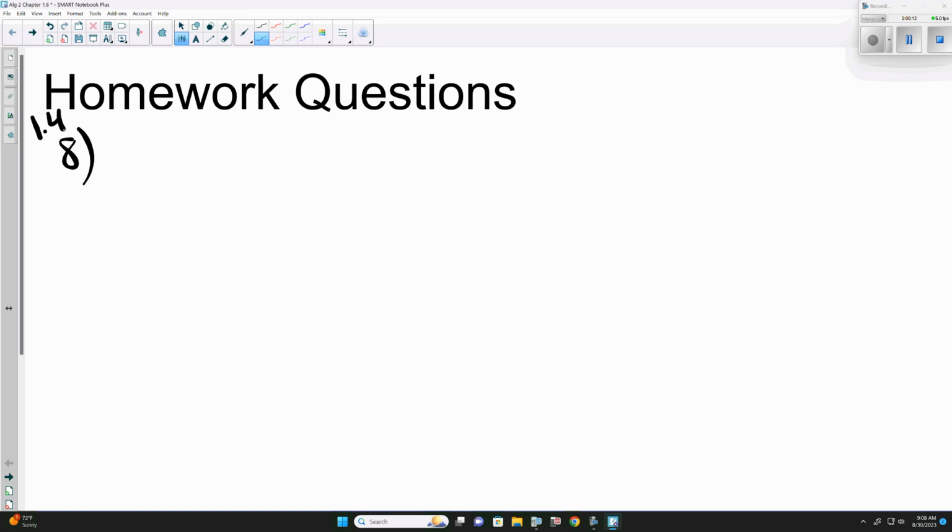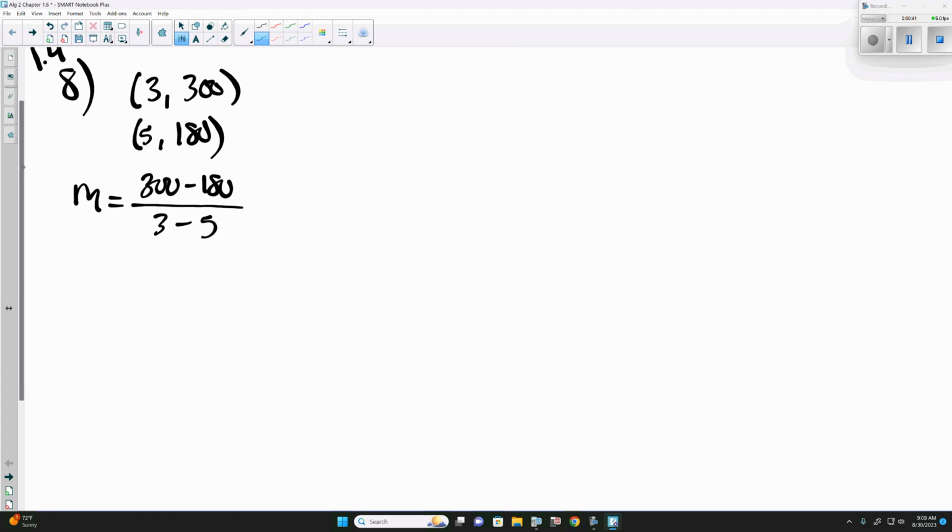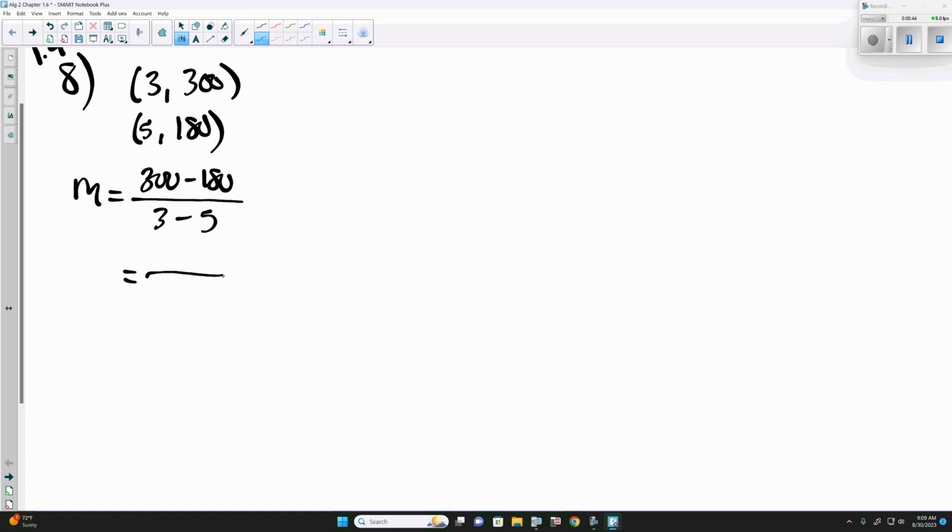All right, guys, to get started, we're going to look at question number 8 from 1.4. Looking at this one, we're given 2 points for swimming pool volume and time. The first thing we need to do is find the slope. So we're going to have 300 minus 180 over 3 minus 5. At this point we can simplify. 300 minus 180 is going to be 120. 3 minus 5 is negative 2. So our slope is negative 60.